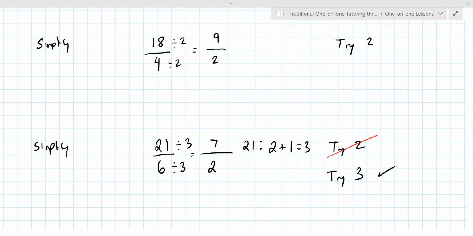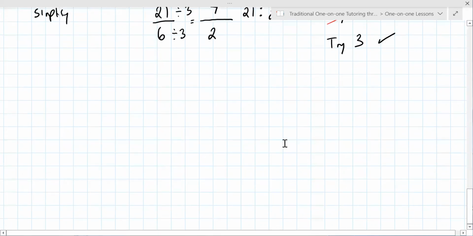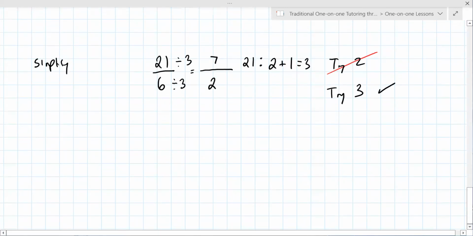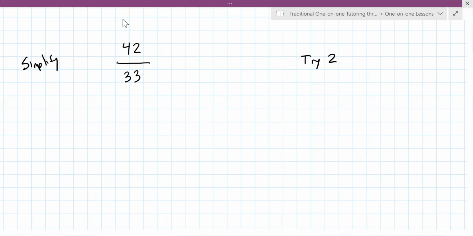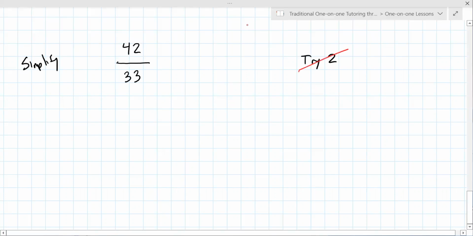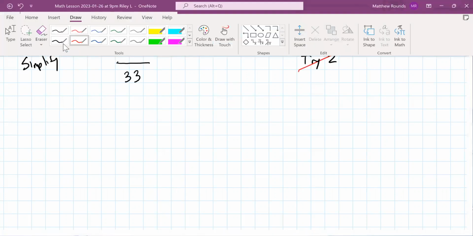Let's try another one. Let's go with 42 over 33. And it would say to simplify. So you start by trying 2, but the bottom number is odd, so that doesn't work. That's out. So now you say, okay, let me try 3.